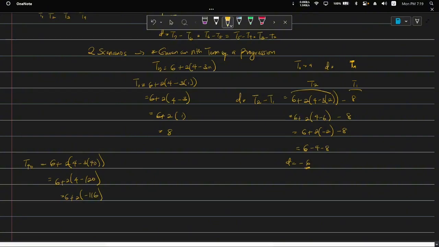Yeah, so if you press your calculator and you do negative 116 times 4, what are you going to be getting? You're going to be getting negative 464. I'm going to be having 6 minus negative 464, which is going to give us negative 458. Does this make sense? Don't forget, in this situation, you are given an n term.